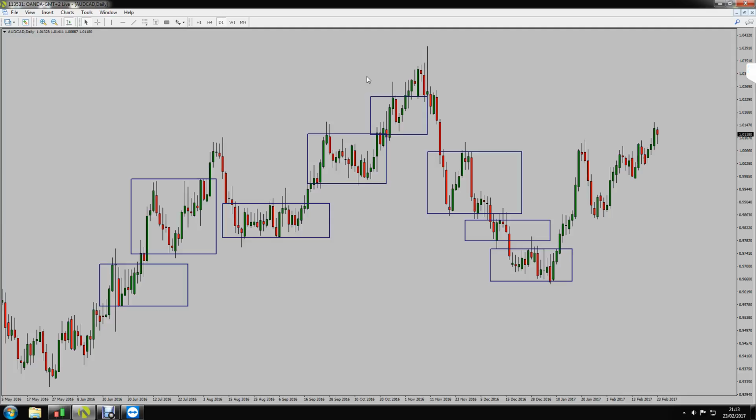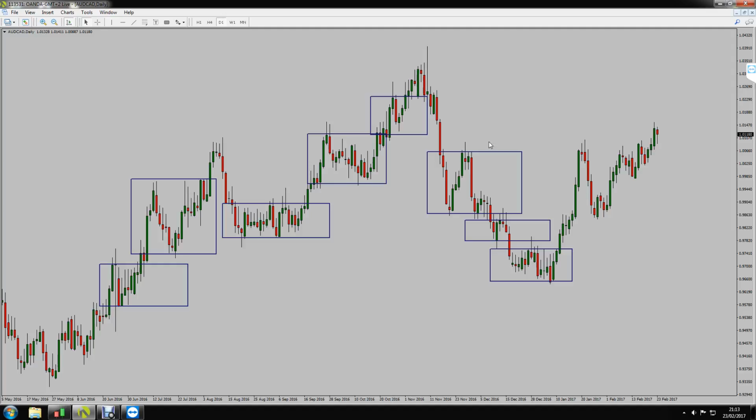Speaking of market dynamics, there are two: market dynamic 1 and market dynamic 2. It's very simple. In market dynamic 1, the price makes a series of range markets where the previous range market acts as support or resistance for the next one.